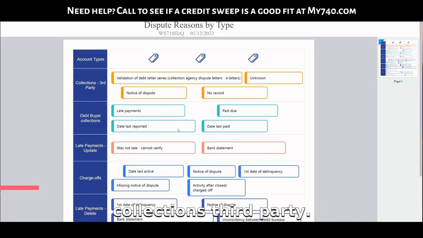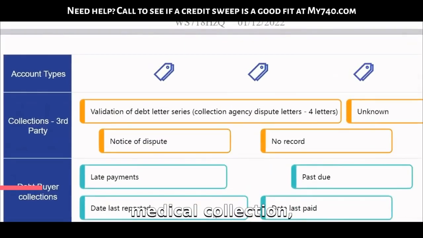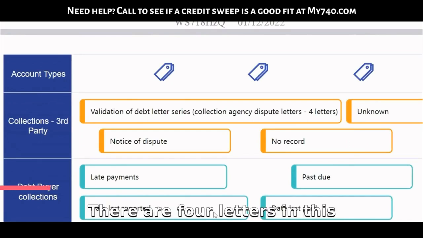We're going to start with third-party collections. Now, what this means is a medical collection or a car insurance collection or something where it's a third party that is collecting on behalf of the original data furnisher. There are 4 letters in this series.